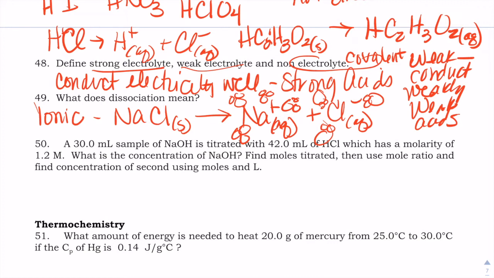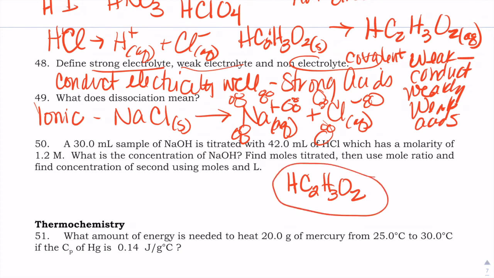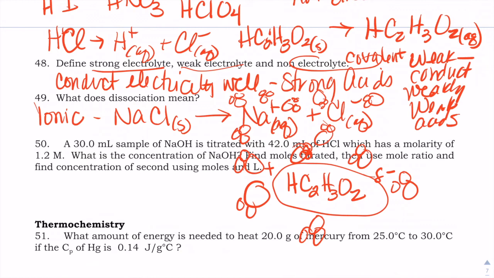Something that doesn't dissociate, but simply dissolves, would be, well, let's use our weak electrolyte. HC2H3O2 is vinegar, acetic acid. It's going to stay as a molecule, but it is going to have a positive end and a negative end. So the water molecules will still surround it, but they surround the whole molecule. And there's a very good picture in your notes of that.